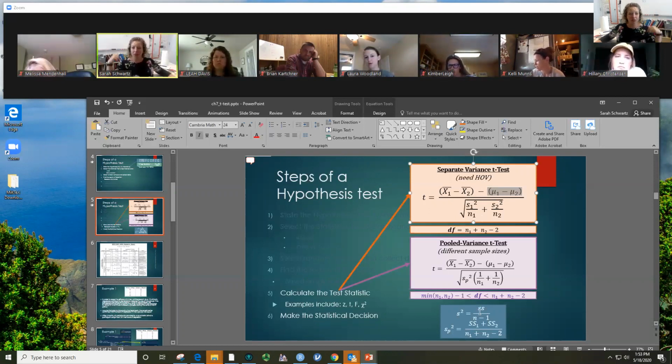So on both of those options, the orange and the purple, the top of the t-statistic is the same. It's the bottom that is different. The degrees of freedom are slightly different. For the separate variance test, the degrees of freedom are the combined sample size minus 2.